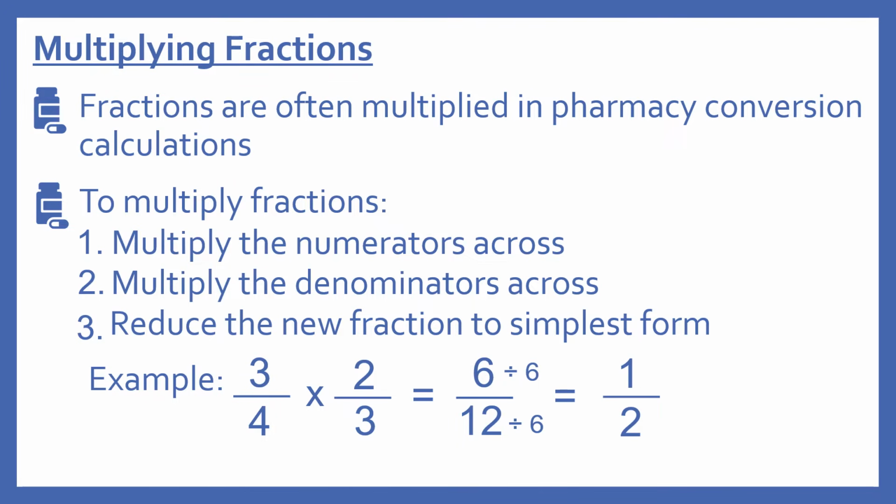So for example, if we have 3/4 times 2/3, we're going to multiply the top across, the numerators. 3 times 2 is 6. And then we'll multiply the denominators across. 4 times 3 is 12. And so we get 6/12. Well, that's not in its simplest form because we know that both of those numbers can be divided by the same number. And the highest number that they can be divided by is 6. So 6 divided by 6 is 1, and 12 divided by 6 is 2. So that equals 1/2 in its simplest form.